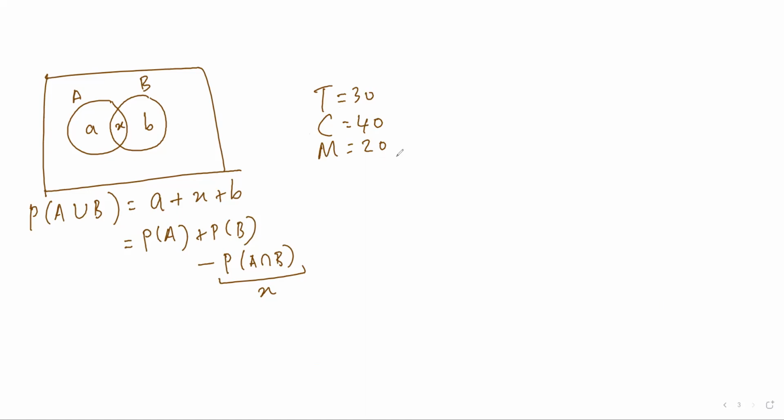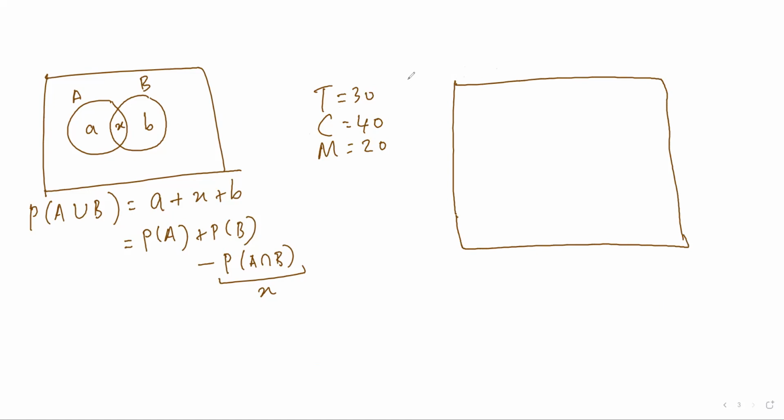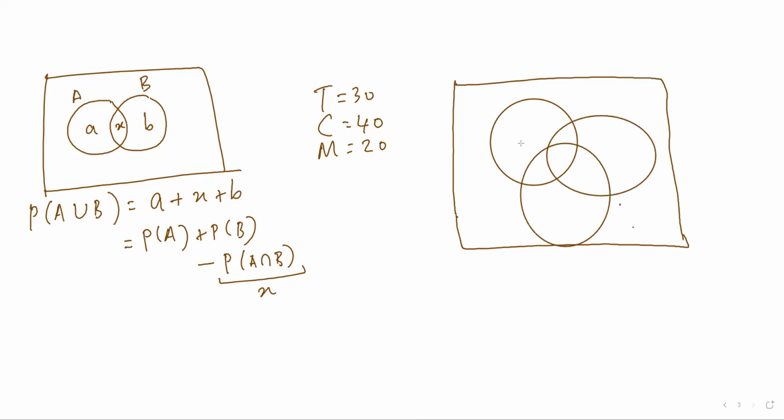Yeah, something like this. But when you actually draw up, we are not dealing with the numbers here. When you draw up this Venn diagram, let's say this is tea, this is coffee, and this is Milo.